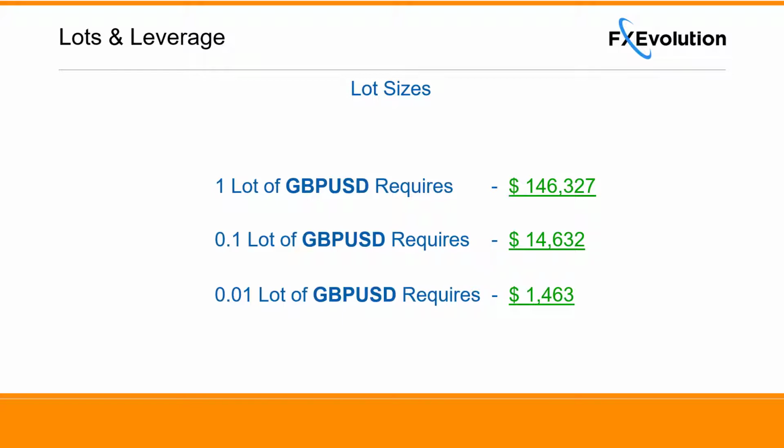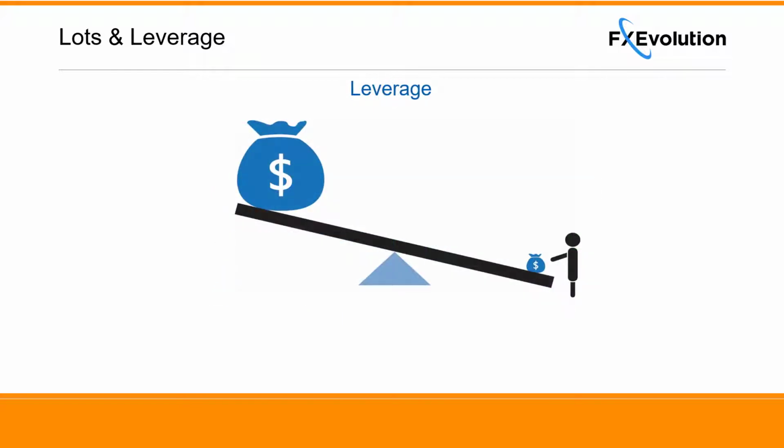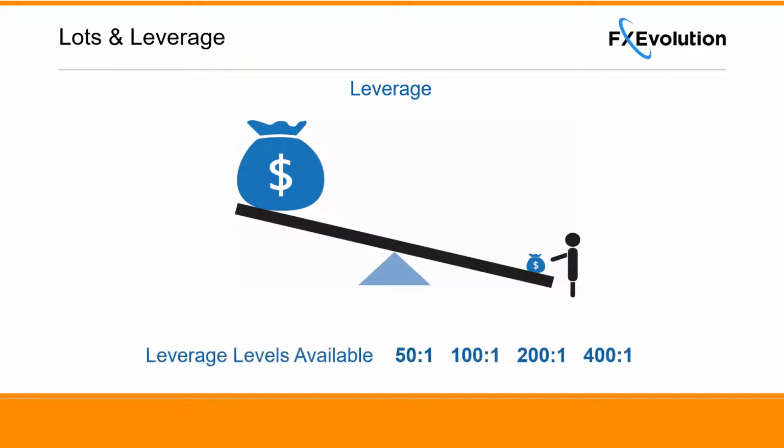Let's now take a look at an example with leverage. The amount of leverage available with brokers can differ from 50 to 1, 100 to 1, 200 to 1, and even up to 400 to 1 in some countries. If you reside in the United States, you may need to check with your local brokers, as there are restrictions on leverage in place which can be as little as 10 or 20 to 1.